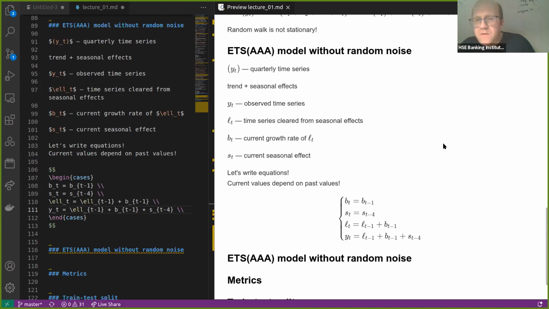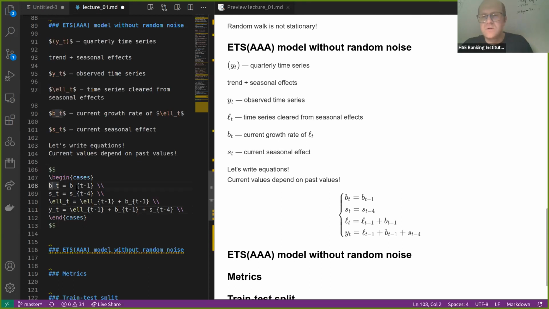Nikita asked, then how could they be equal? They, who they? BT, and what's the problem? Sorry, I don't understand exactly your question. Why can they be equal? Because I have written that they're equal. I have assumed BT is just BT minus 1.